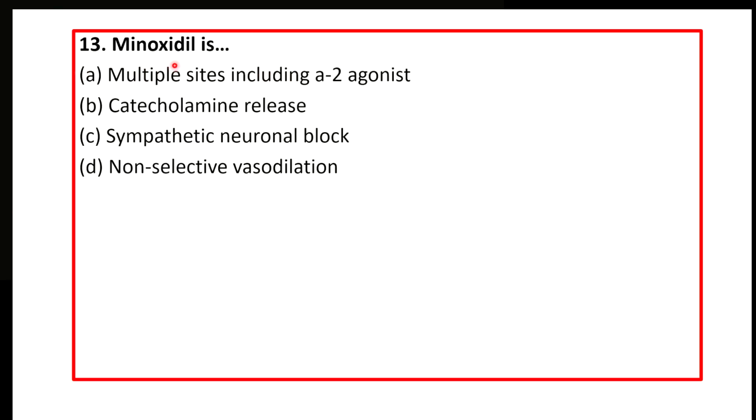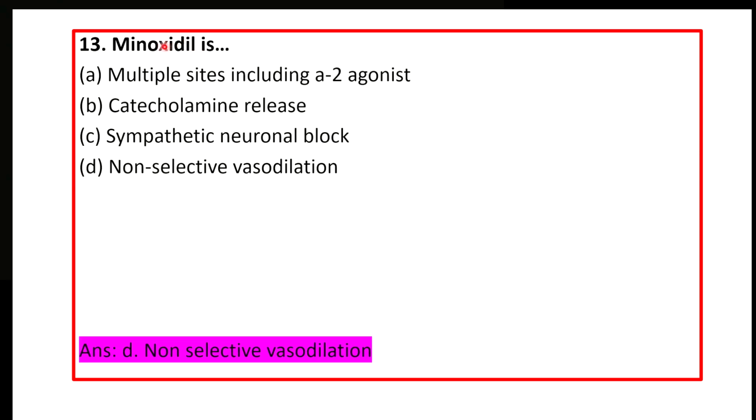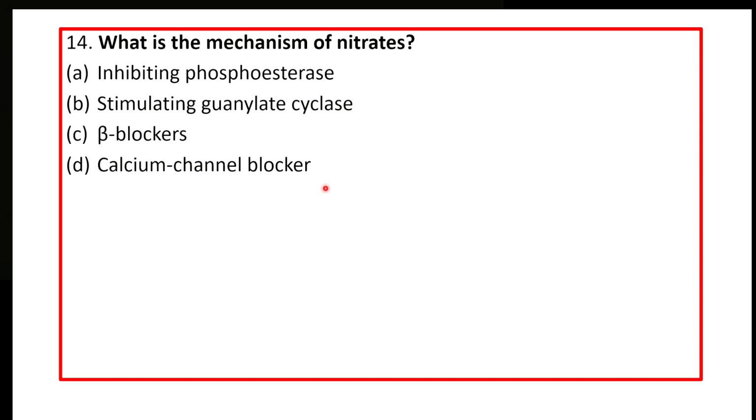Minoxidil. What is minoxidil? Okay, you should know what is minoxidil. The first option is multiple sites including alpha 2 agonist, catecholamine release. Option number C, sympathetic neuron block. Option number D, non-selective vasodilation. What does minoxidil do? It is non-selective vasodilation, that is the correct answer.